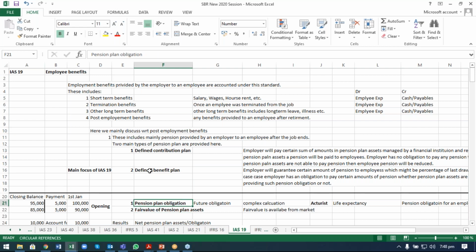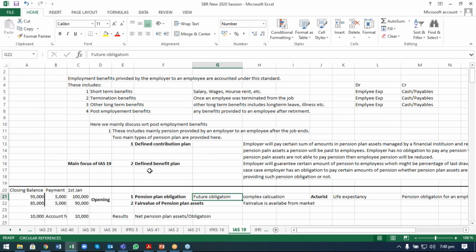So pension plan obligation is one thing, and the fair value of pension plan assets we have already discussed in the previous sessions. Future obligations have a very complex calculation which is done by an actuary, and actuaries use many models like life expectancy, increase in salaries, wage rates, and multiple other things based on which the actuary calculates the pension plan obligation. Being an accountant, it's not our job to find out the pension plan obligation. It is the job of the actuary, and within your exam you're always provided with the pension plan obligation. So the examiner is not going to ask you how to calculate the pension plan obligation. This is not our job. We are accountants, we are not actuaries.